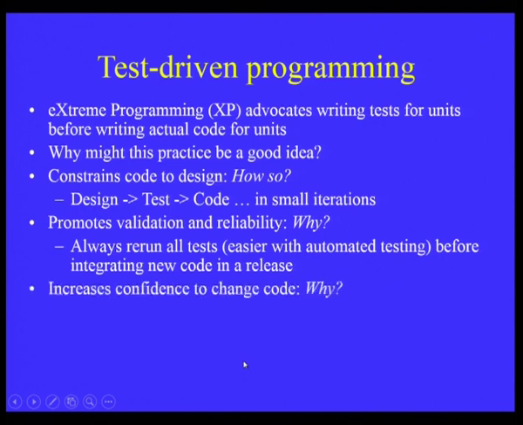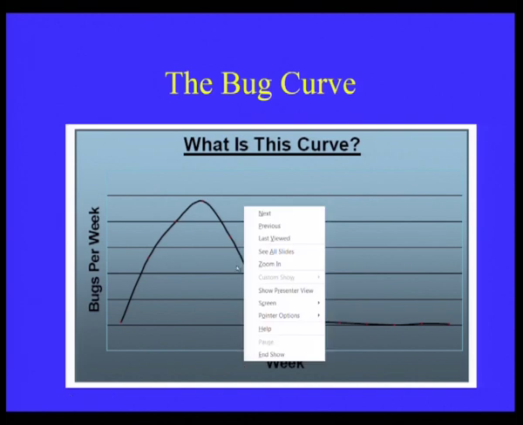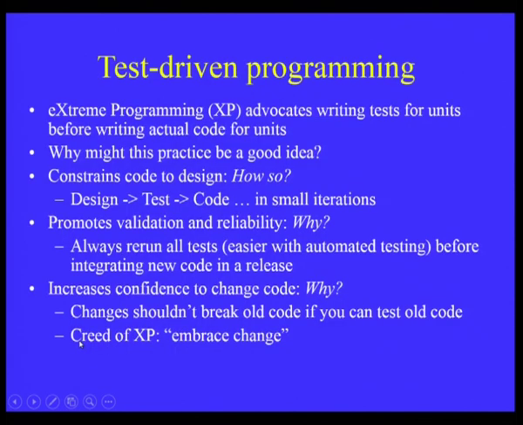Always rerun all tests. Every method has its own advantages, its own disadvantages. We need to leverage the advantages. XP is not a silver bullet, it is not a panacea for all problems. With shortened life cycles, we think that even if we go wrong, the cost is not much. It is a limited cost exercise. It promotes validation and reliability; always rerunning all tests increases confidence to change code.